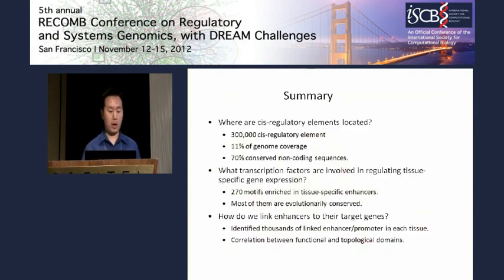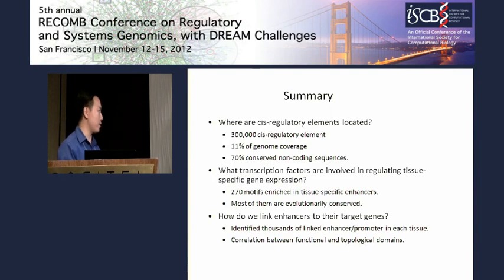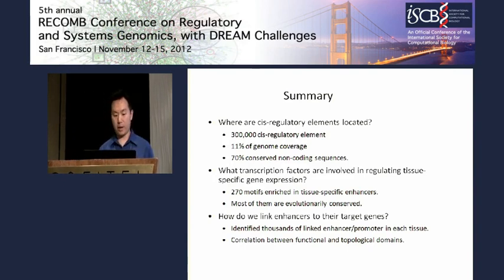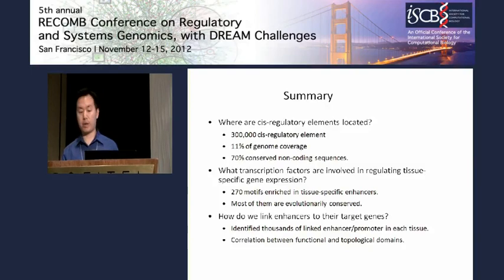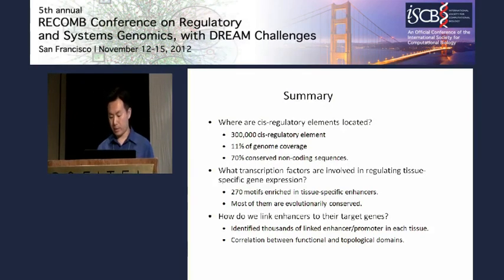So to summarize, we were able to identify nearly 300,000 cis-regulatory elements, covering about 11% of the mouse genome and 70% of the conserved non-coding sequences. We were able to identify the tissue-specific enhancers, and we identified nearly 270 motifs enriched in tissue-specific enhancers. And most of the motifs are evolutionarily conserved. And finally, we identified thousands of linked promoters and enhancers through EPU analysis, and we found strong correlation between the functional domains defined by the cis-regulatory elements and the topological domains defined by the Hi-C experiments.